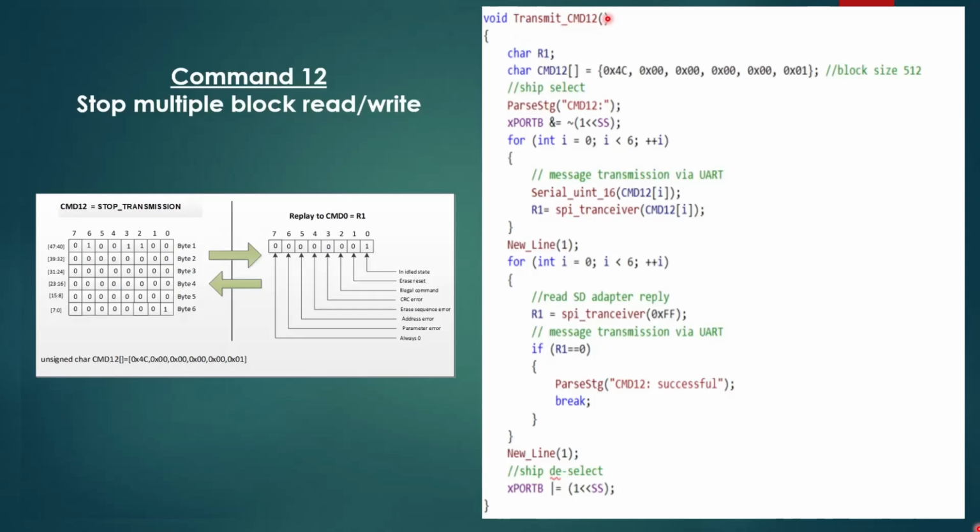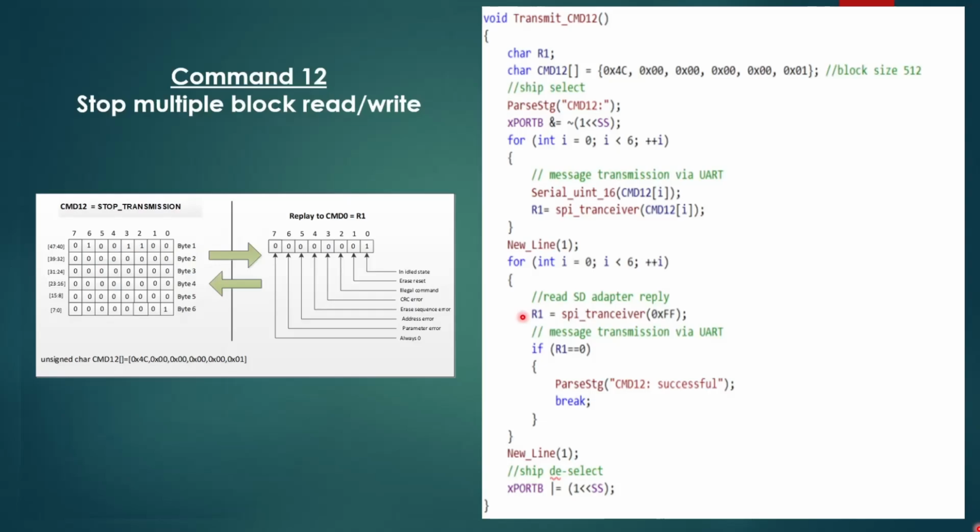What we do here is we send the command 4C and all 0 and a dummy checksum. This comment is incorrect. Next we do the chip select, and we send the command. Those are the 6 bytes. We send it serially so we can display it on the laptop, and we send it to the SDHC.